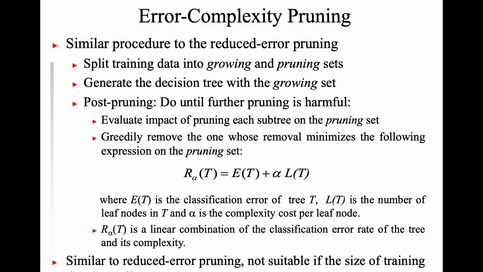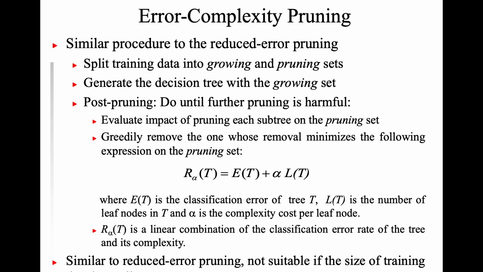So another one is error complexity pruning. This one is very similar to the previous one. It starts from the bottom of the tree, and now for each of the internal nodes, it computes the cost complexity of the subtree. And for the cost complexity, in order to calculate that, it considers two factors. It considers the classification error of the tree, which we already had before, but it also considers the number of leaf nodes in the tree.